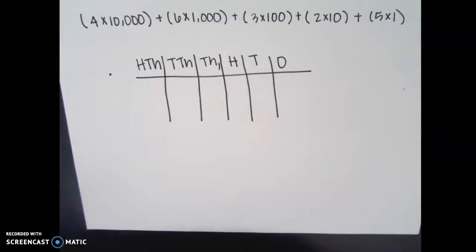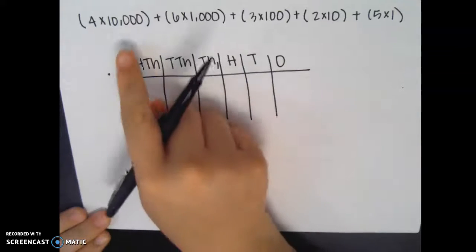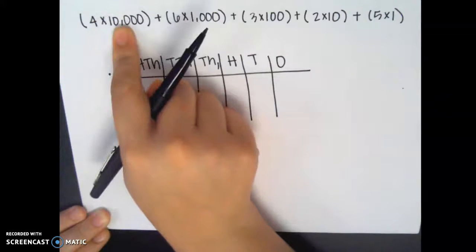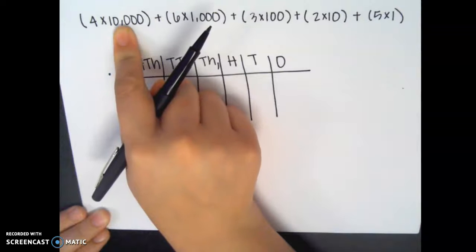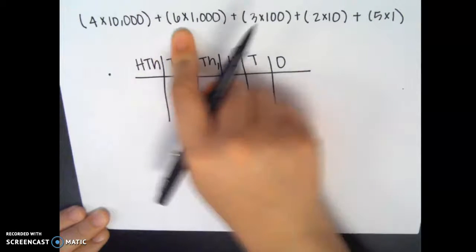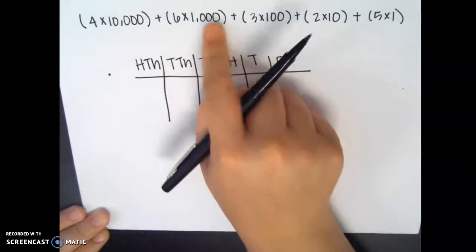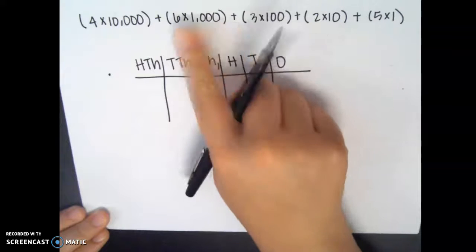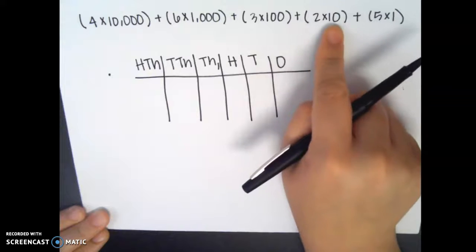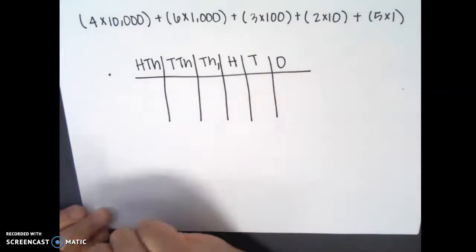Okay, for the next couple of slides, we're going to practice reviewing expanded notation. So that's taking the digit in the place value and multiplying it by the value of that place value. So here you have 4 times 10,000 plus 6 times 1,000, I'm sorry, 6 times 1,000 plus 3 times 100 plus 2 times 10 plus 5 times 1.